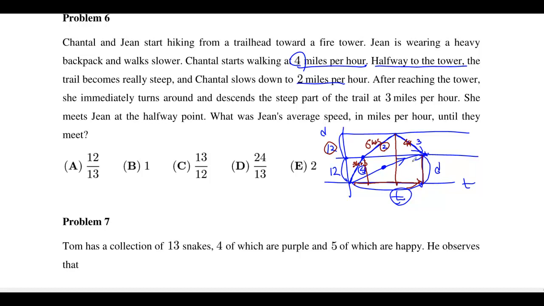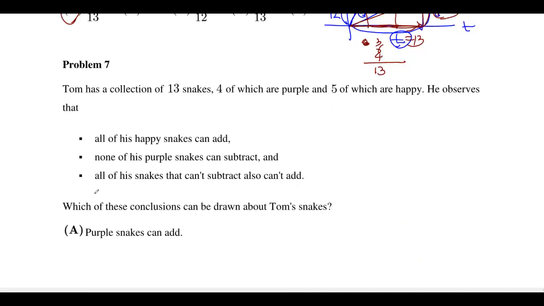Actually, from here, the total number of hours, how much? 3 hours, 6 hours, 4 hours. How much? 13 hours. It takes 13 hours to move about 12 miles. Okay, so average speed is 12 over 13. Okay, that's the answer. All right, number 7 over here.